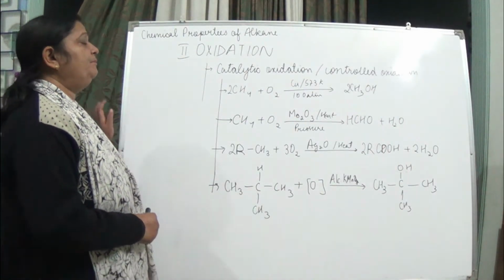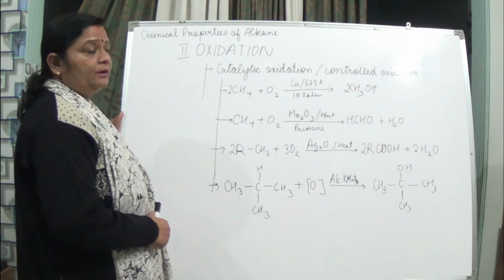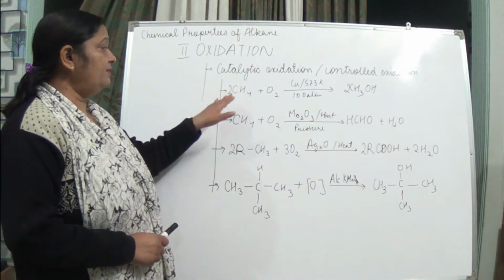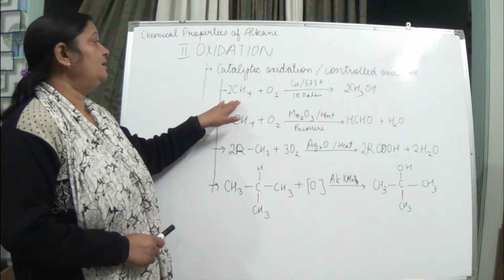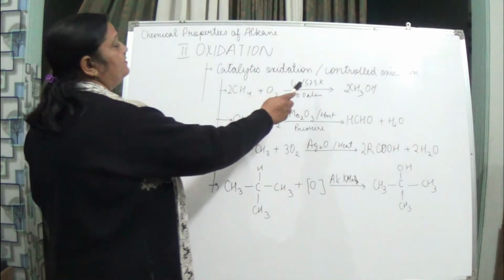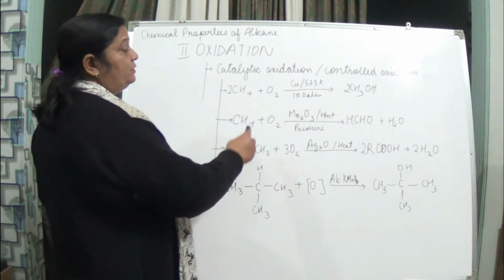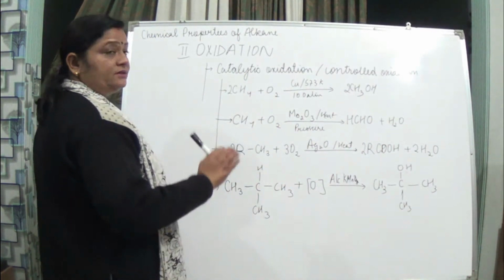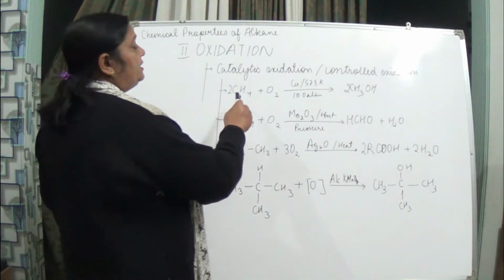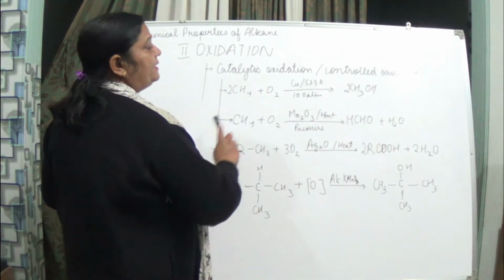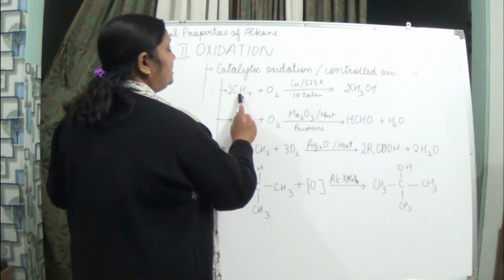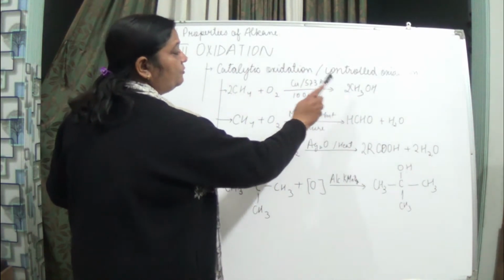So in catalytic oxidation and controlled oxidation, what happens? We will be adding some reagents to it, and then the reaction will move on. Here we have taken methane. Oxygen is being added in the presence of copper, the temperature is 573 Kelvin, and pressure is also there. You should keep in mind that in catalytic oxidation, temperature, pressure as well as the reagent work. So in the presence of this copper, 573 Kelvin and 100 atmospheric pressure, methane will combine with oxygen to form what?